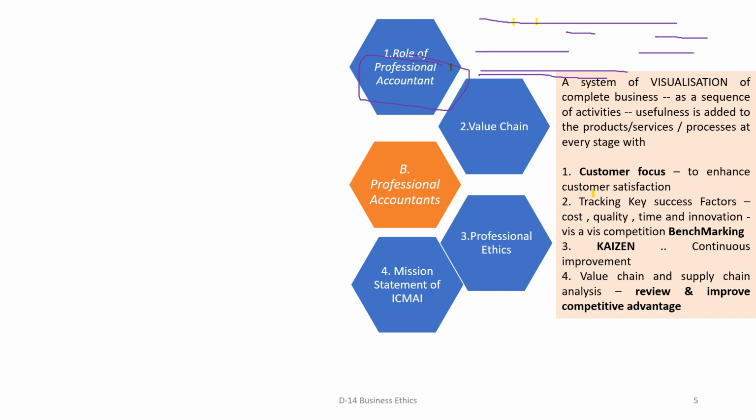Every business has got a logical way of having activities after the other, and every activity adds value, and the aggregate of values of all these activities becomes the total sale of the company, sale value. Means in the value chain, you have a look at the sequence of activities.